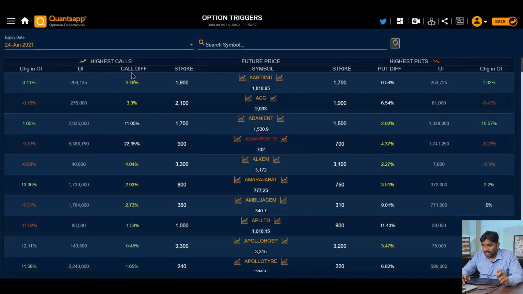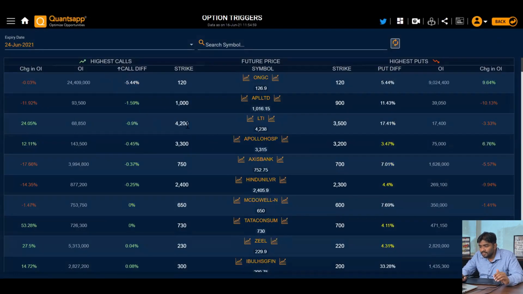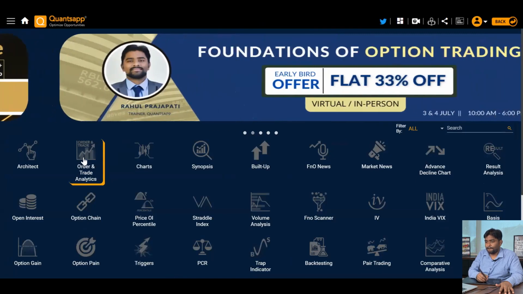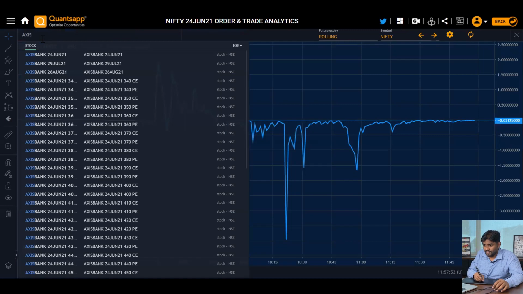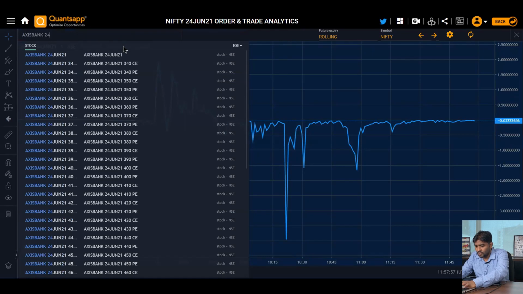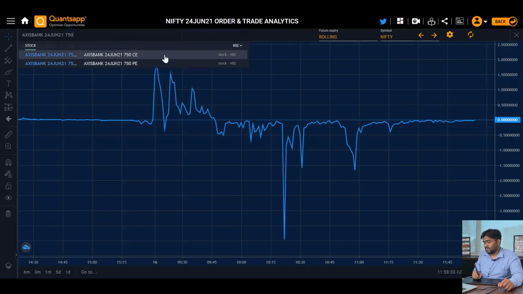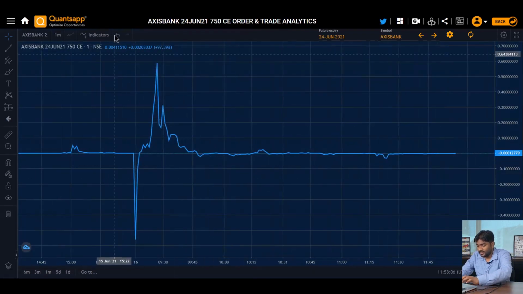First we need to see where the stock is actually trading near its strike price. So probably you can see Axis Bank. The Axis Bank 750 call option might give you a trade because there is a 17% shedding in the OI, and the stock is trading at 752. So let's see the Axis Bank 750 call option, June 21, 750 call option. Okay, fine, let's see.